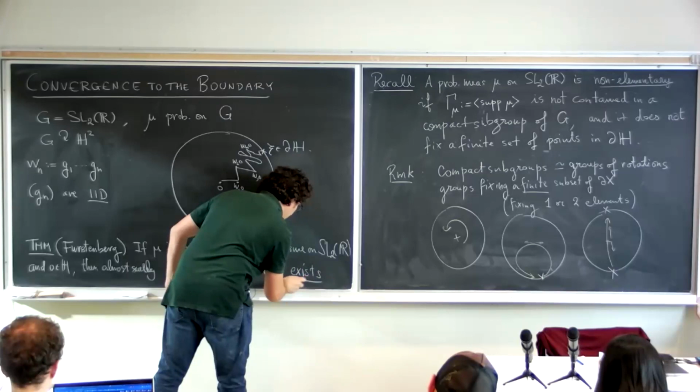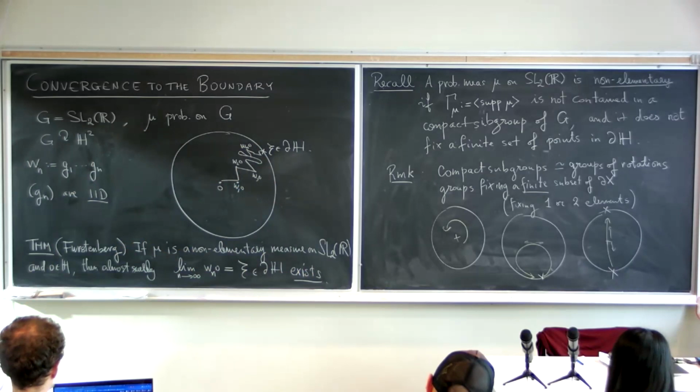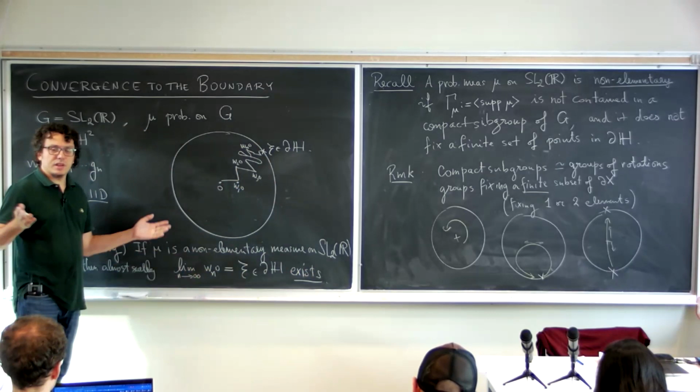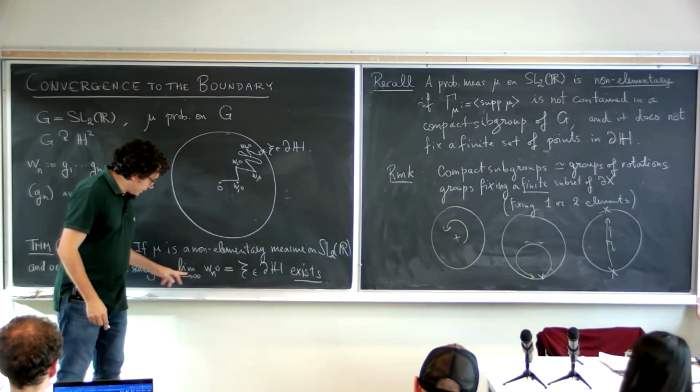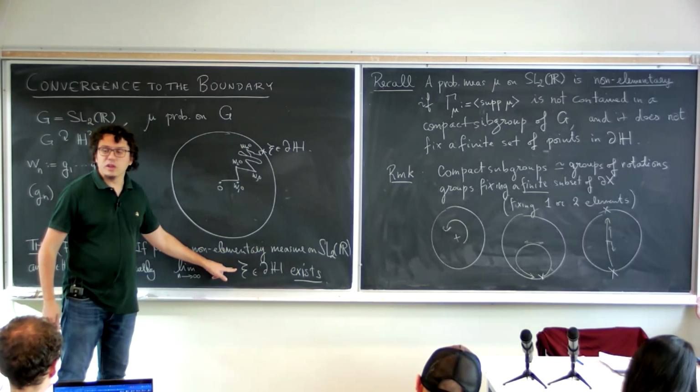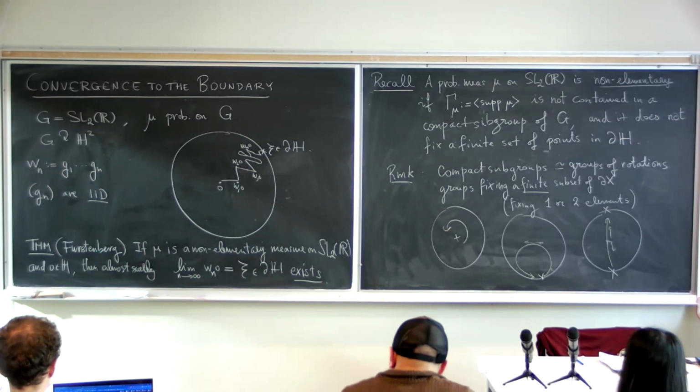So what are the contents of this theorem again? That almost surely means there's a set of sample paths that has full probability. And that the limit exists, not just the limsup or liminf or anything like that, just the limit. And then the limit is on the boundary, not on the inside. So these are the various things.